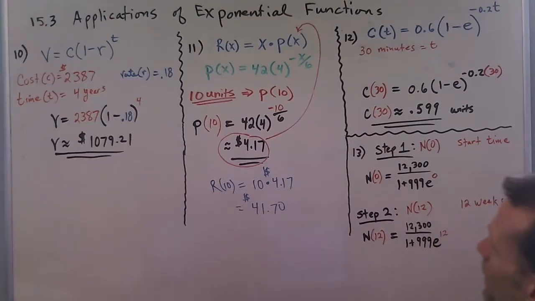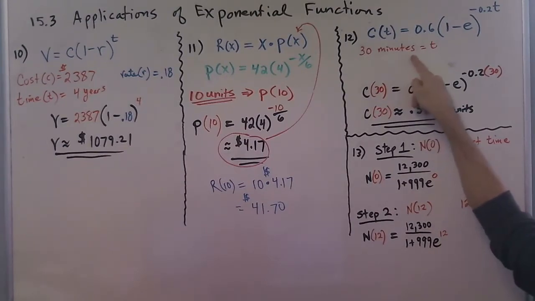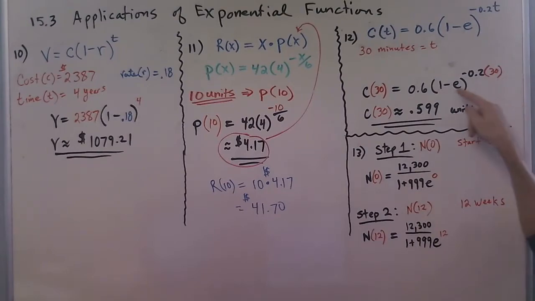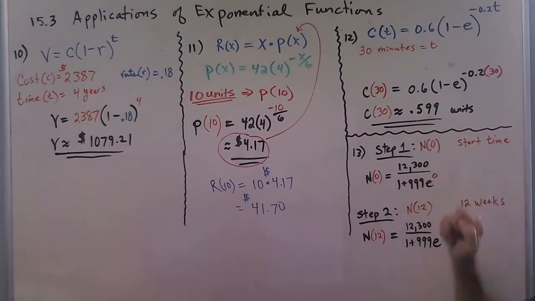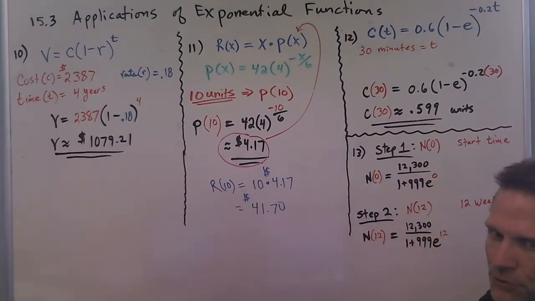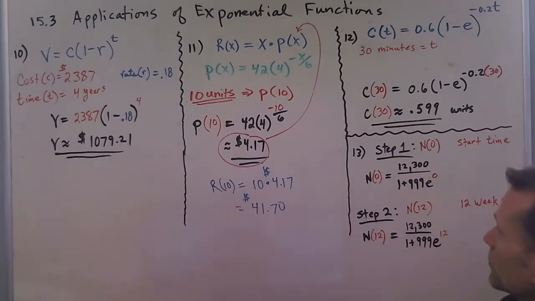Okay. Now this one right here talks about the concentration of a drug in the blood stream after T hours, or T minutes, excuse me. And so we're going to put in 30 for T, and again, this is just a calculator problem, and we can come up with 0.599 units. And if you want to read about what types of units those are for blood concentration, there's a lot of different theories on that, as it gets kind of complicated, but it's just some practice using a function here.